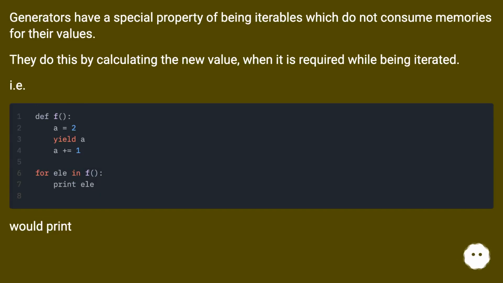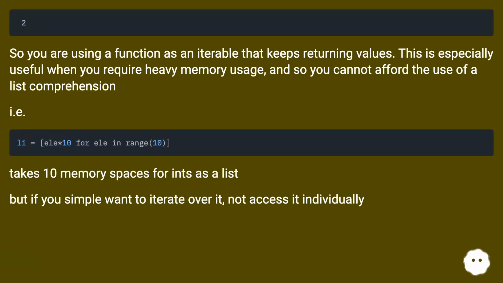Generators have a special property of being iterables which do not consume memory for their values. They do this by calculating the new value when it is required while being iterated, i.e. this would print. So you are using a function as an iterable that keeps returning values.